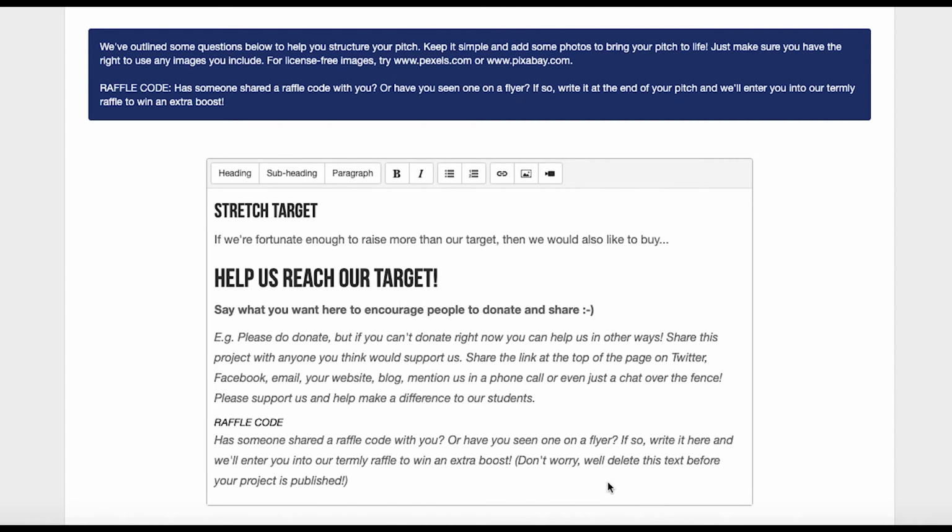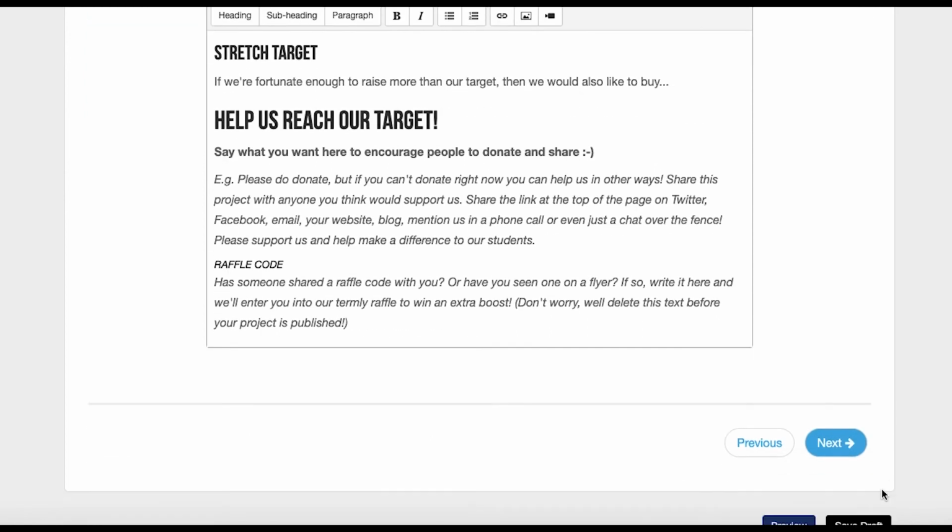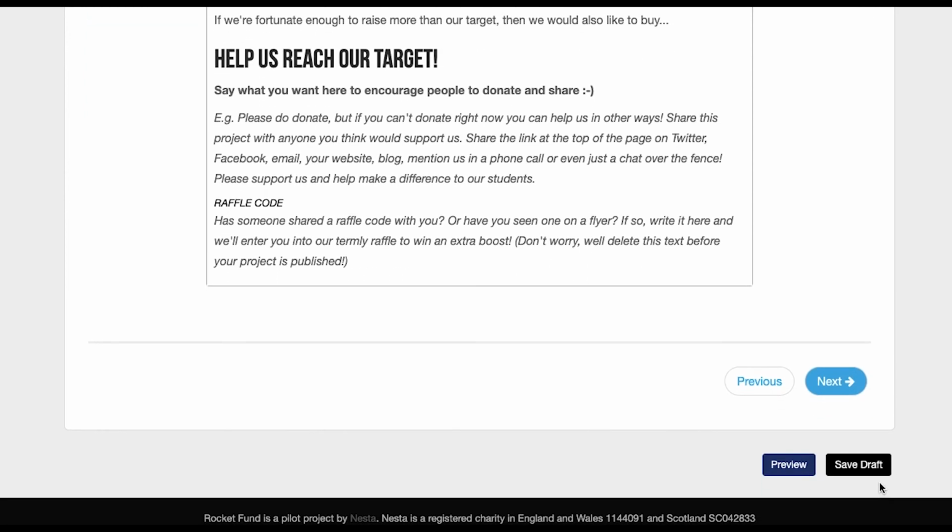Finally, if you have a raffle code, write it here and we will enter you into a termly raffle for a chance to win an extra boost. Once this is all completed, you can click Save Draft and come back to your project later, or click Next to continue.